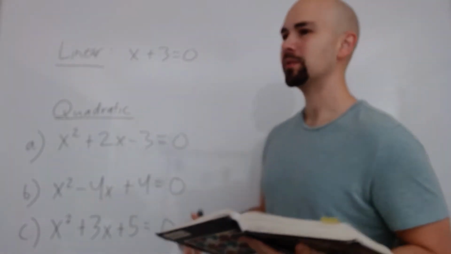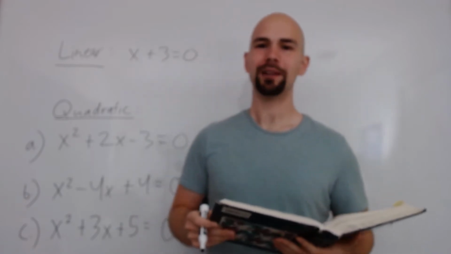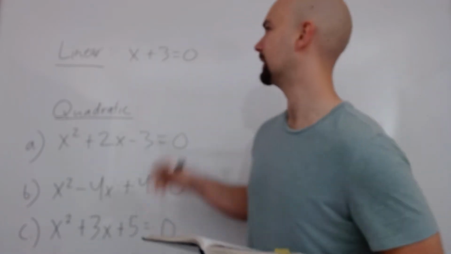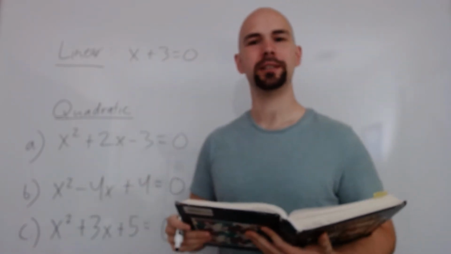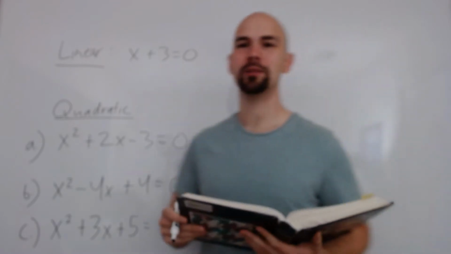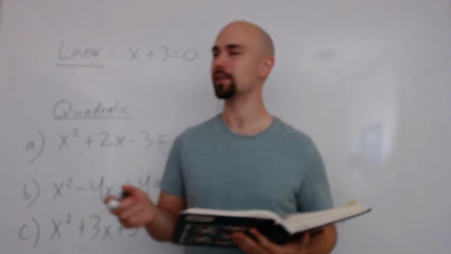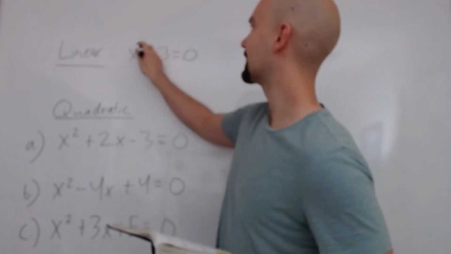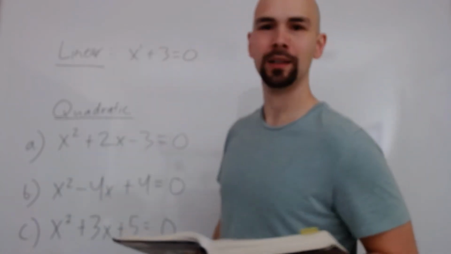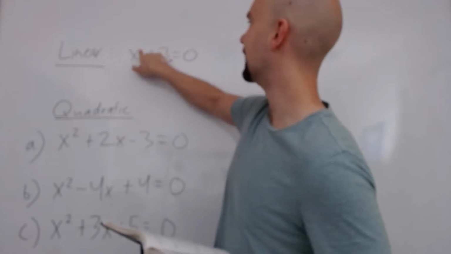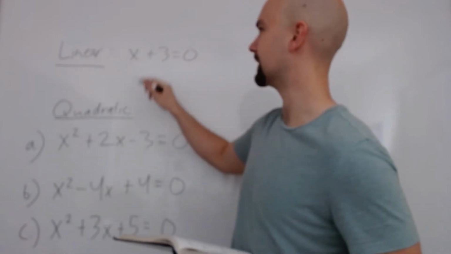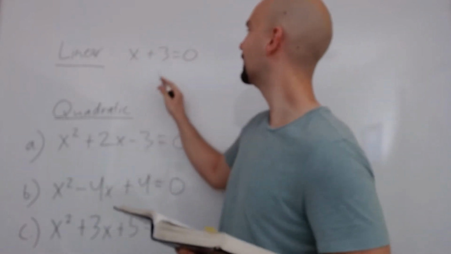We have two types of equations we've worked with in terms of graphing. The first one is a linear equation, which is a first degree equation. What do we mean by a first degree equation? We mean that the highest power of any variable is going to be 1. So here we've got x to the power of 1 and nothing higher.